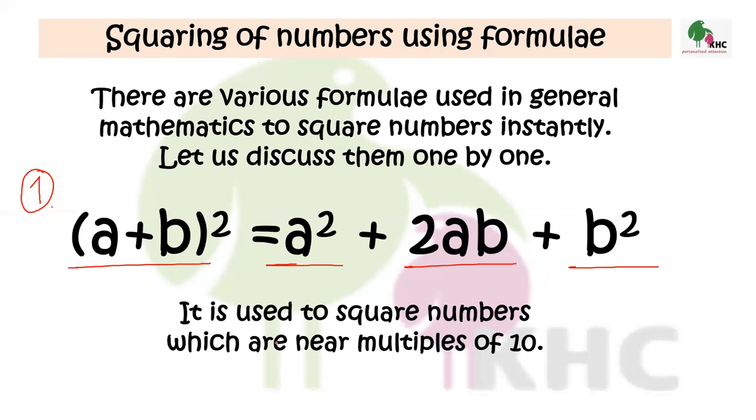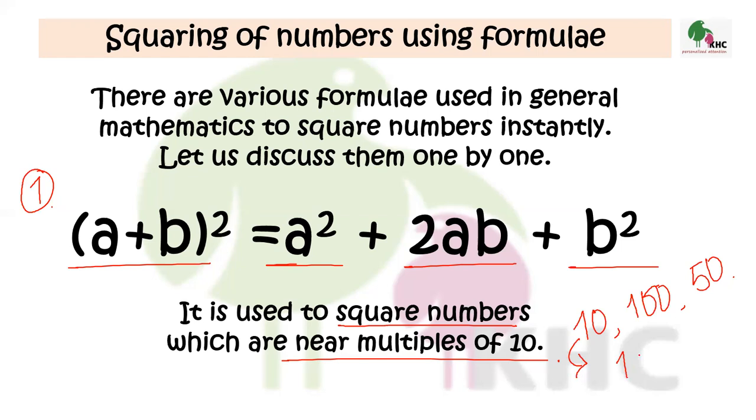In Vedic maths, we particularly use this method to square numbers which are near multiples of 10. Near multiples of 10 means numbers like 10, 100, 50, 60, and so on, right? They are all multiples of 10. So if there are numbers lying nearer to them, for example, if you're supposed to find the square of 105, then for finding this square, this formula comes very handy.